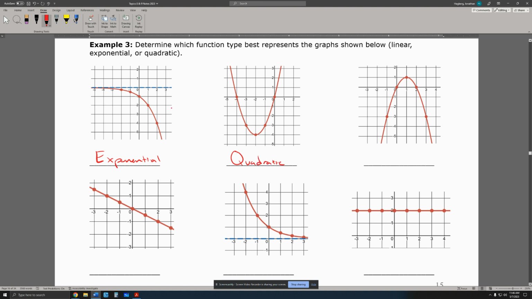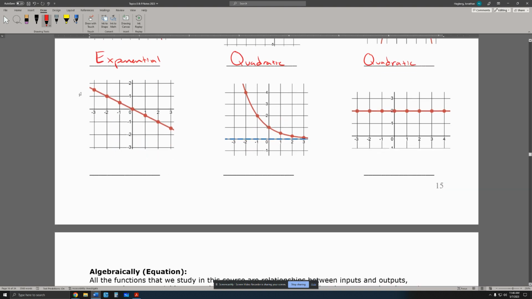For the third one on the right, this looks similar to the second one. However, this one opens down. We have a maximum point, which is a vertex. And again, both ends are going down in the negative y direction, approaching negative infinity. So this is a quadratic. Moving on, we have a diagonal line here. This is a straight line, and I see that it has a constant slope. So this is a linear function.